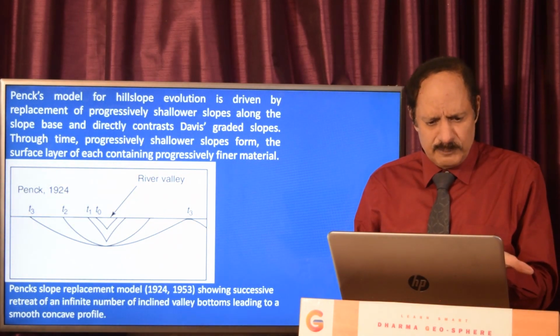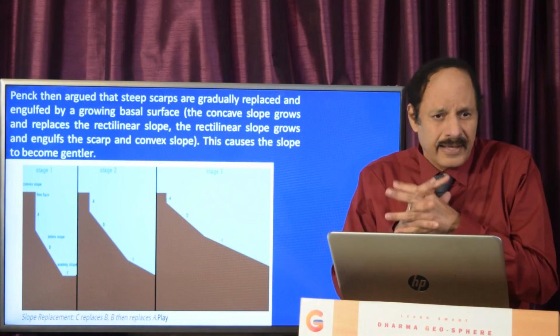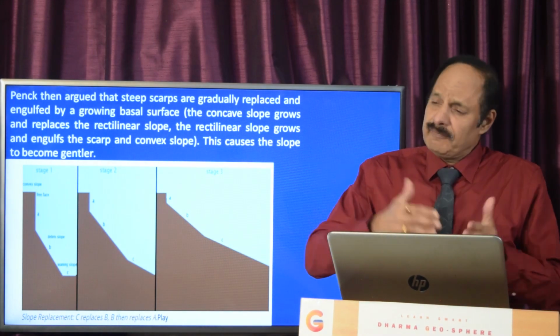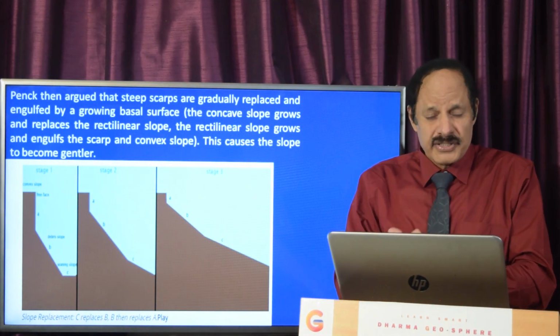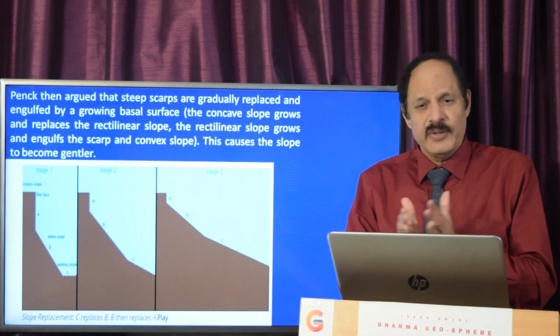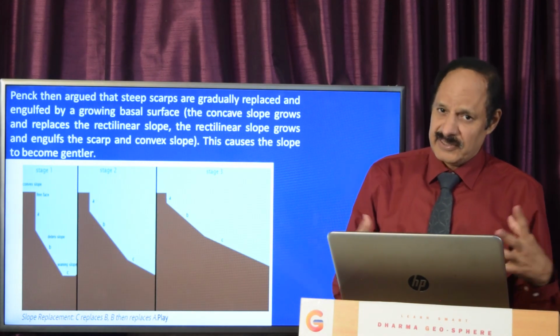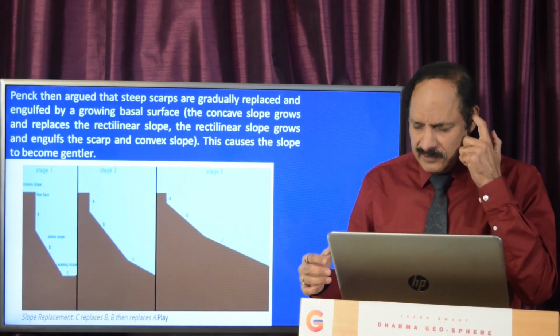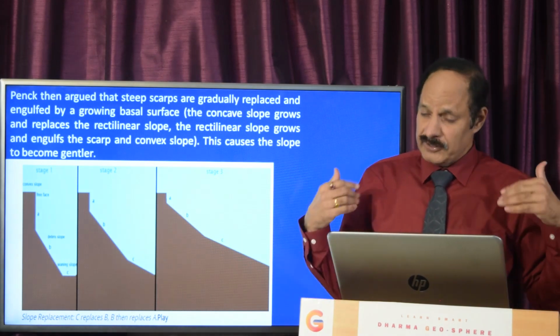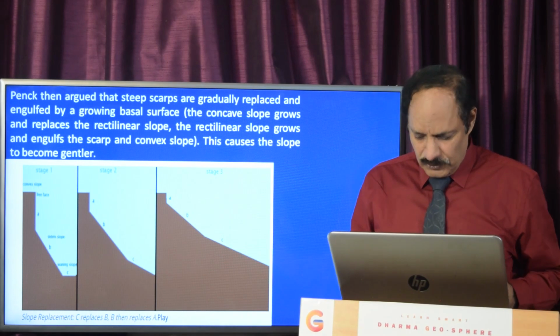It is a very simple model wherein he said that slopes get replaced when uplift exceeds denudation. You have a convex surface. When both denudation and uplift are acting together, or simultaneously, and the rates are the same, you get more or less a rectilinear slope. But if there is only denudation and there is no uplift, you get a concave slope.